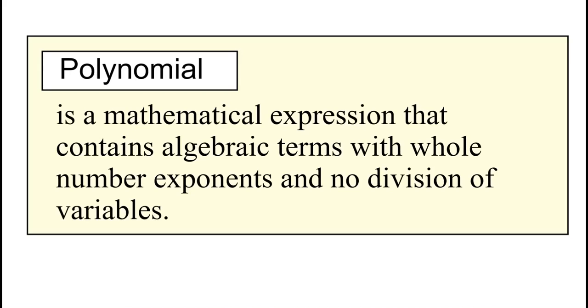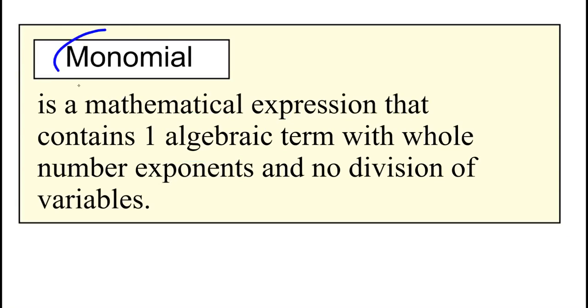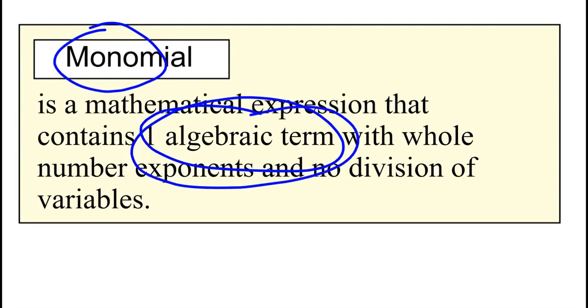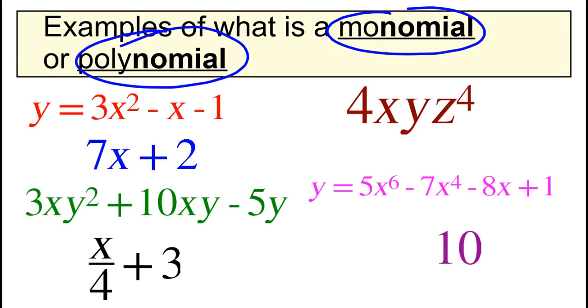Let's define what a polynomial is. That's what we're here to do. It's a mathematical expression that contains algebraic terms with whole number exponents and no division of variables. And a monomial is about the same thing, it's just that it only has one term. You may want to pause the video and look at some of these examples. They are all either a monomial or a polynomial.